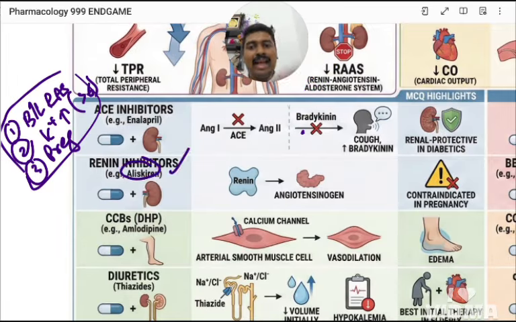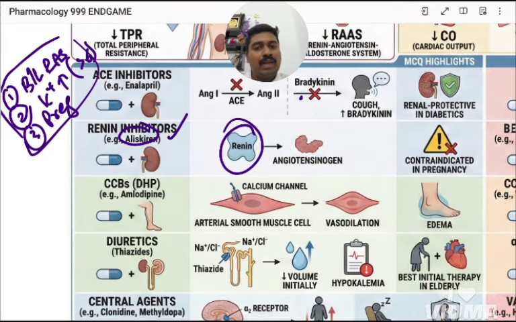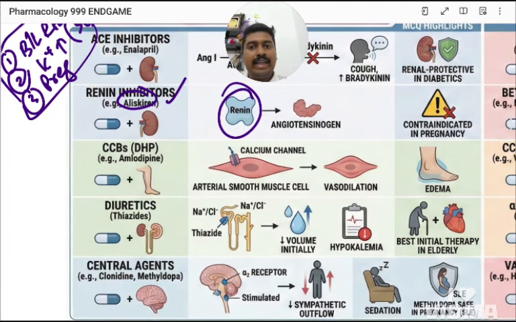This renin inhibitor is aliskiren. Renin will actually cause activation of angiotensinogen to angiotensin, so inhibition of renin will prevent it. So this is a direct renin inhibitor.